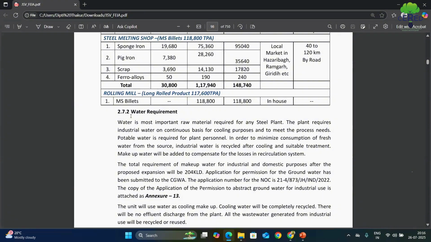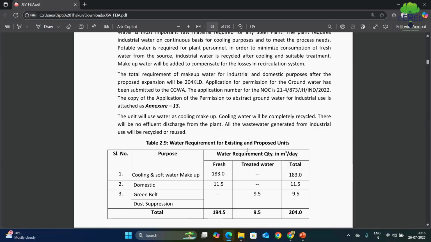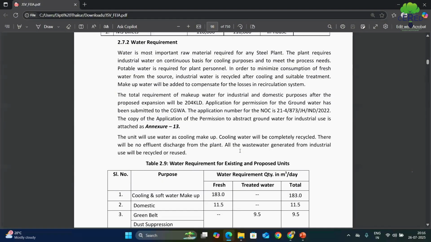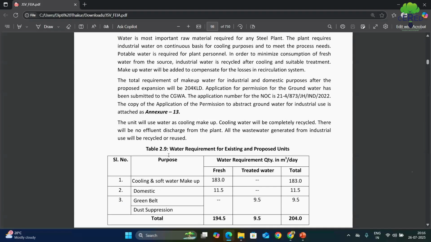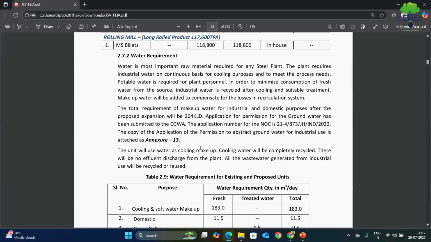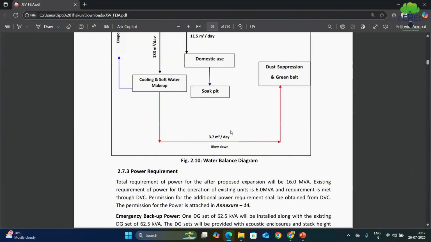Now, here the main components of the EIA part are mentioned. That means water requirement. After the resource depletion, water depletion is mentioned also. So how much water is required, how much electricity is required, everything is written in the EIA report in chapter 2. Basically, for this project, almost 204 KLD, kiloliter per day, of water is required after the expansion. And this is a complete water balance diagram given in this report.